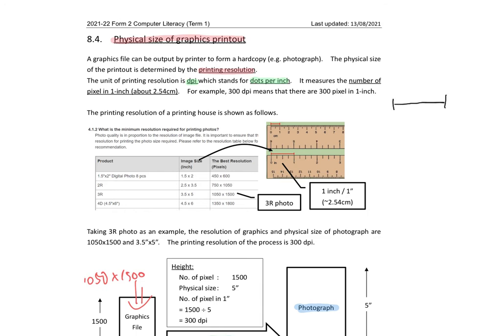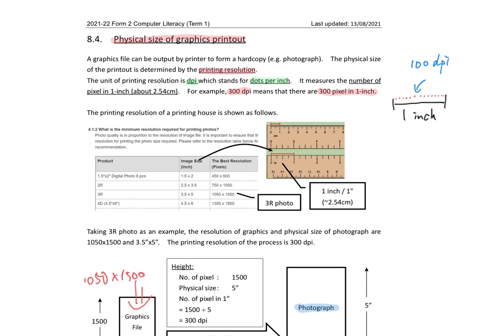That means for a width of 1 inch, how many dots are there when it is printed out? If we say we use 100 dpi, that means within 1 inch there are 100 dots. The 100 dots we can say is the resolution, the number of pixels. Here we have an example: 300 dpi means 300 pixels in 1 inch.